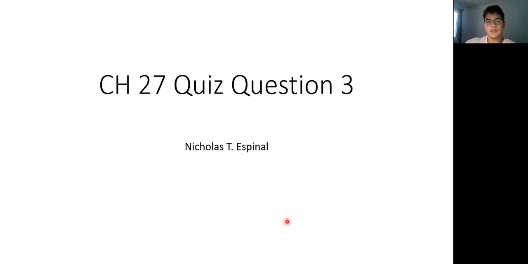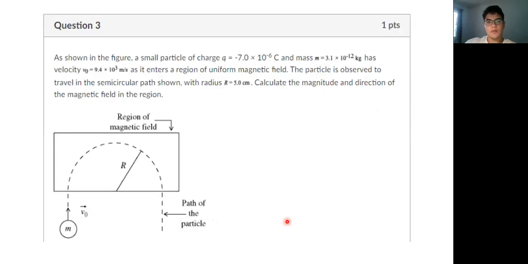This is the third question for my Chapter 27 quiz, and this is what it asks. As shown in the figure, a small particle of charge q, which is -7 times 10 to the -6 coulombs, and mass m, which is 3.1 times 10 to the -12 kilograms, has velocity 9.4 times 10 to the 3 meters per second as it enters a region of uniform magnetic field. The particle is observed to travel in a semicircular path shown, with radius equal to 5 centimeters. Calculate the magnitude and direction of the magnetic field in the region.